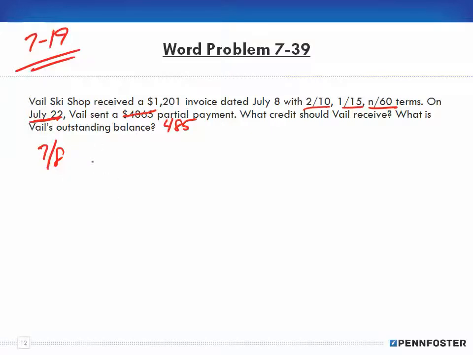So the invoice is dated 7/8, and the discount period for 2% is 10 days, which would be 7/18. That would be 2%.